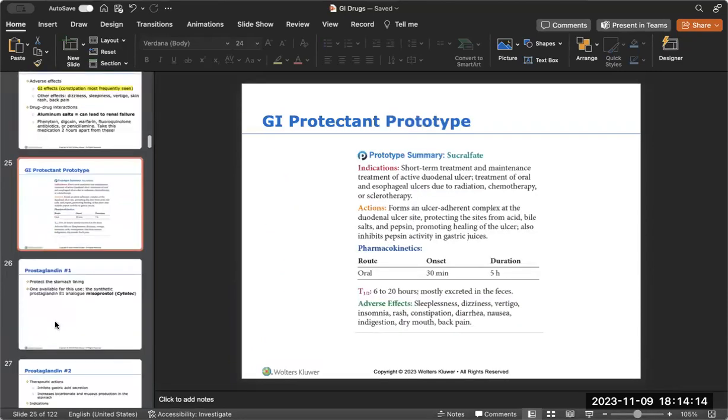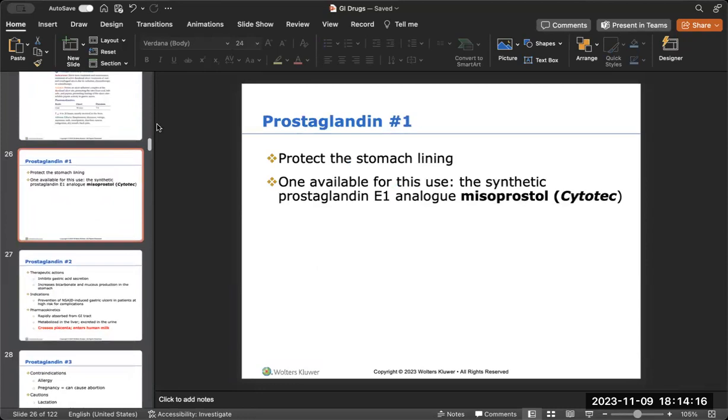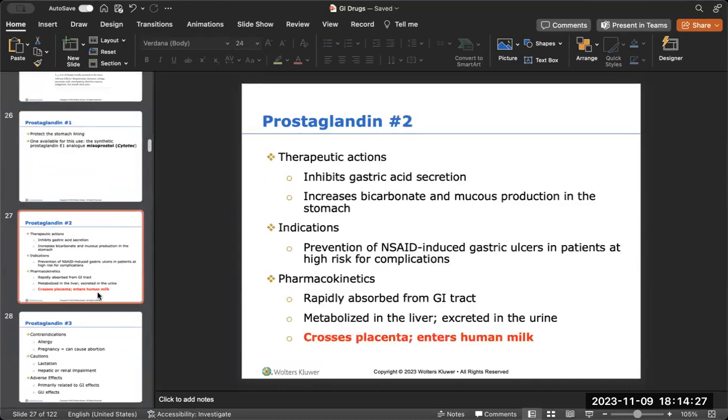And this is just another summary of the drugs. Then we have prostaglandins. Now, about this drug, misoprostol, what I really want you to know is that these cross the placenta and they can cause an abortion. Prostaglandins protect the stomach lining by inhibiting gastric acid secretions. That's why we have misoprostol as a prostaglandin.